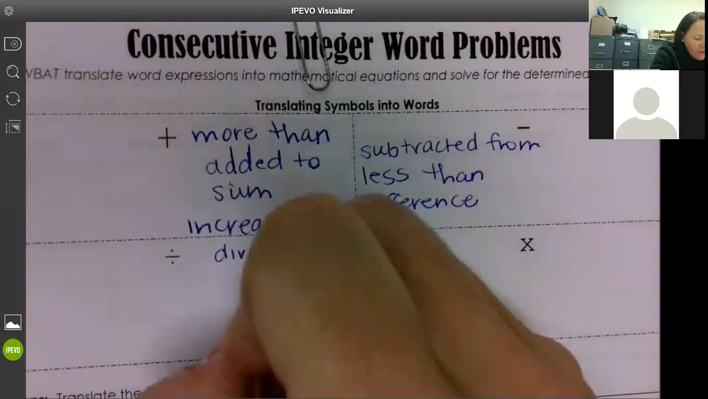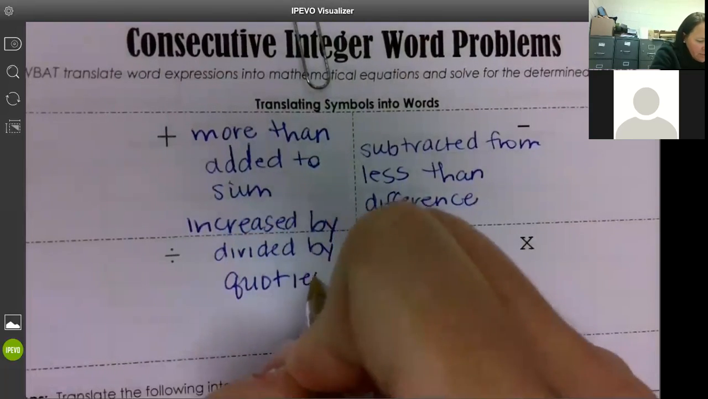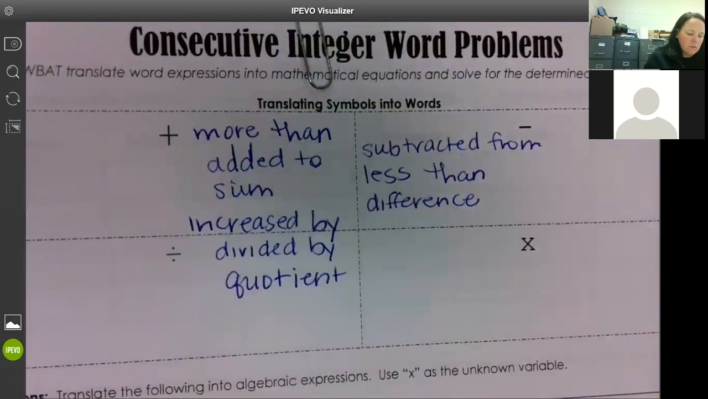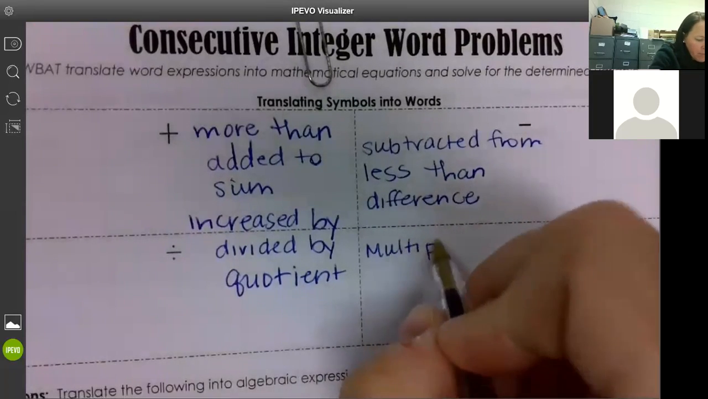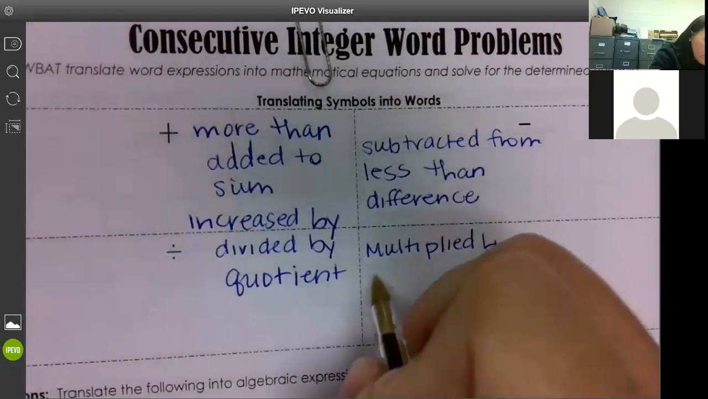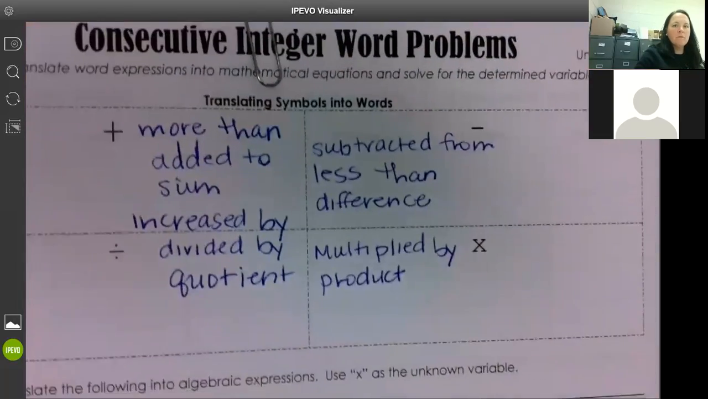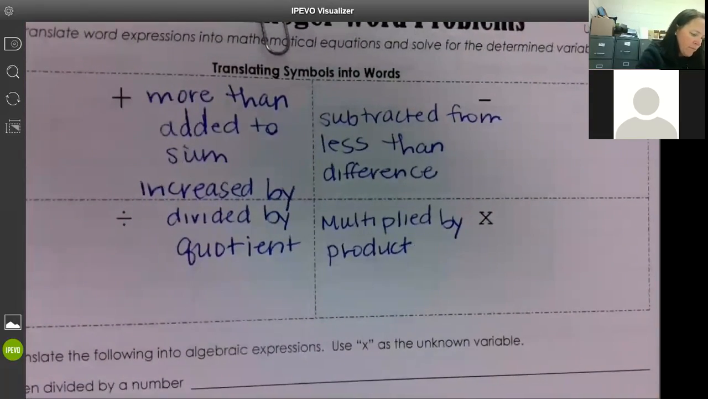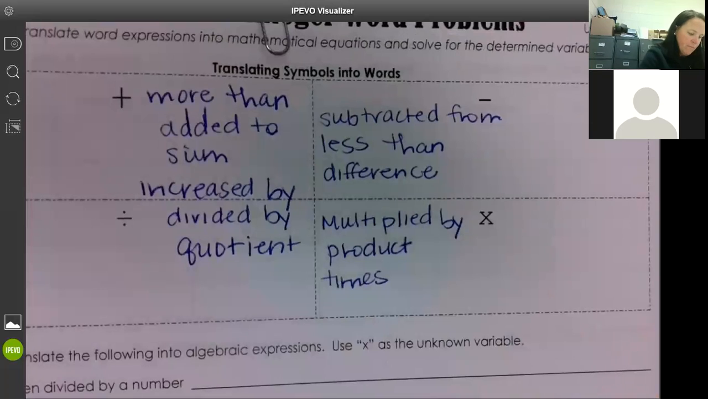Divide is really simple. It's either going to be divided by or the quotient of 2 numbers. And then multiply is multiplied by or the product of 2 numbers. Sorry, I'll put it back. You could also see the word times. All right, so all of these phrases go along with what you would do.